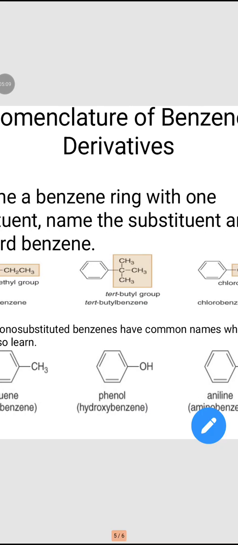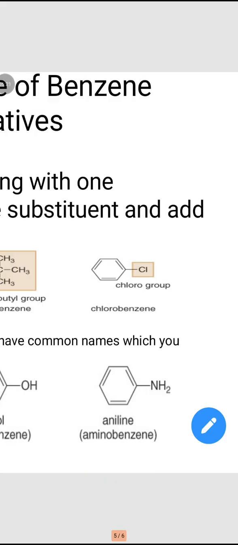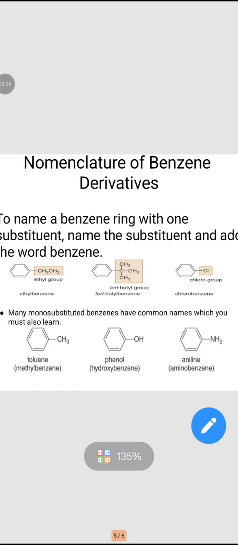Next, benzene attached to a tertiary butyl group is named tertiary butylbenzene. Benzene attached to a chloro group is named chlorobenzene. When only one substituent is present in benzene, first give the substituent name, then add benzene.